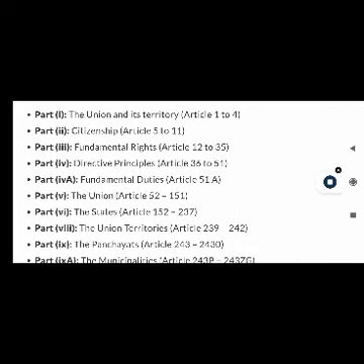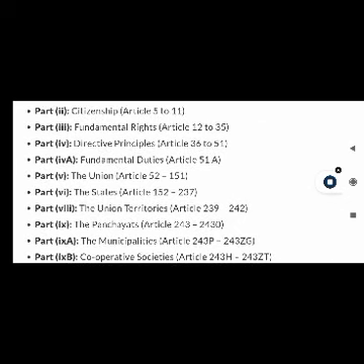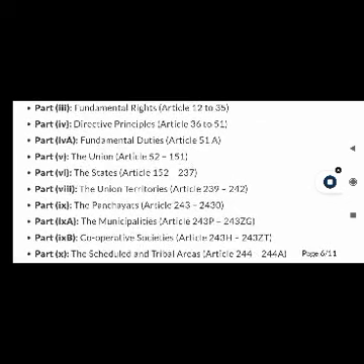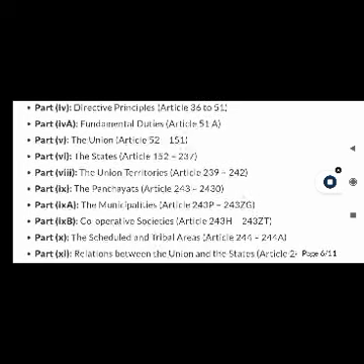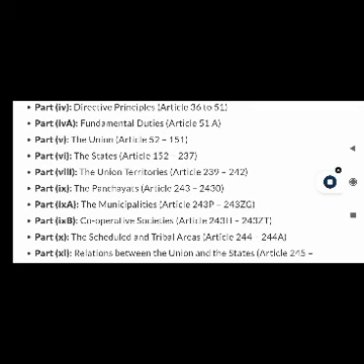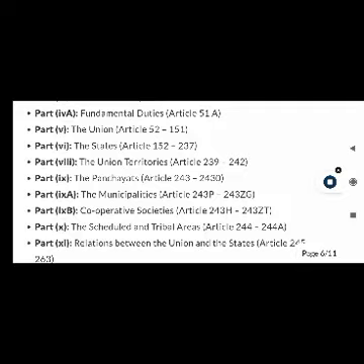Parts of the Constitution. Part I: The Union and its territory, Article 1 to 4. Part II: Citizenship, Article 5 to 11. Part III: Fundamental rights, Article 12 to 35. Part IV: Directive principles, Article 36 to 51. Part IVA: Fundamental duties, Article 51A.